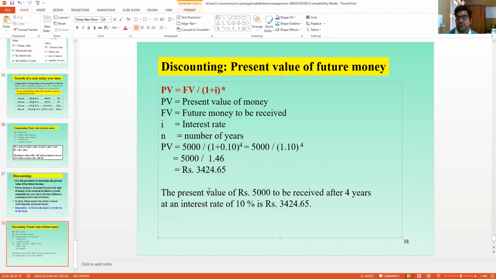So after 4 years, if somebody is going to get 5,000 rupees, the present value of that 5,000 rupees is 3,424.65 only. So if you are able to buy some item, some good or some service for rupees 3424 right now, for the same service after 4 years, you'll have to pay 5,000 rupees. If you're paying for your household technician or household maid 3,500 rupees, after 4 years, you have to pay 5,000 rupees for doing the same activity. So this is what discounting is.